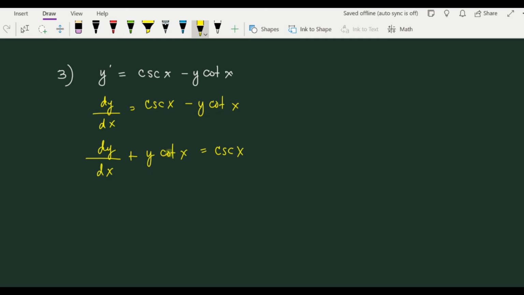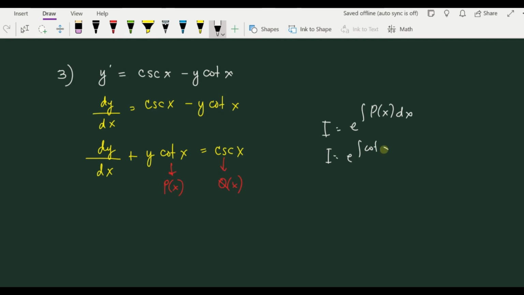So, baliktarin lang ito. Pwedeng gawing cotangent x times y. So, ang ating p of x dyan, ito, cotangent x. Then, ito ang ating q of x. Okay? So, let's solve. Solve muna natin yung integrating factor. We have I is equal to e integral of p of x dx. Okay, so we have I equals e integral of, ang p of x natin, cotangent x.